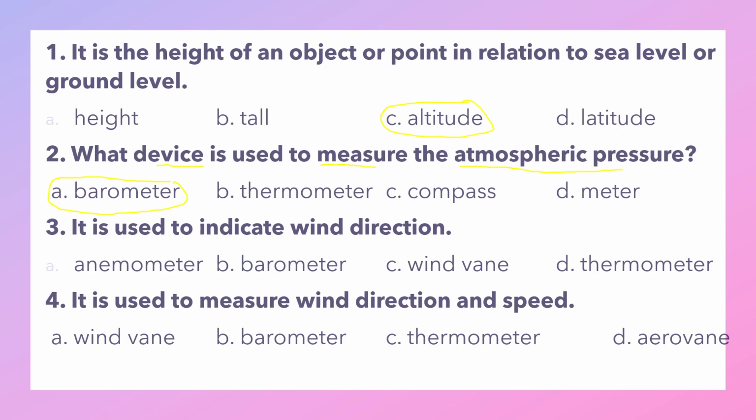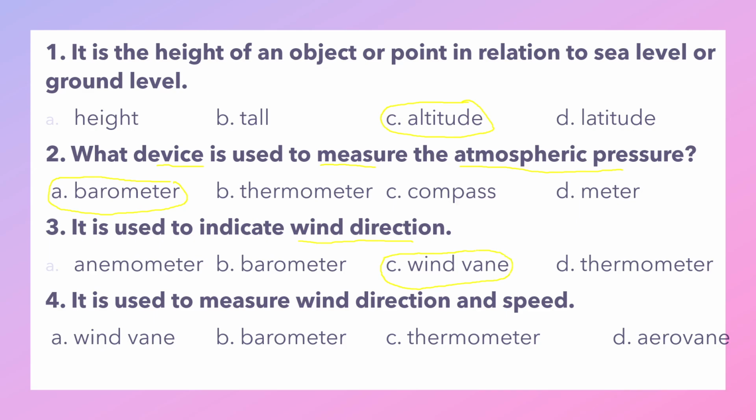Okay. Next, number 3. It is used to indicate wind direction. So the key word here is the wind direction. A. Anemometer. B. Barometer. C. Wind vane. Or D. Thermometer. So the correct answer here is letter C. It's the wind vane.